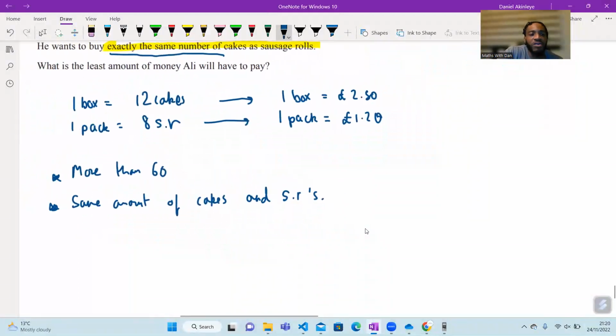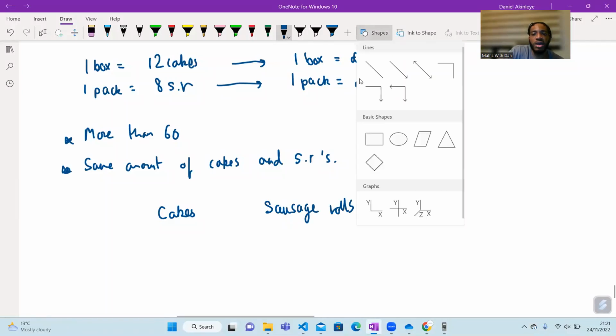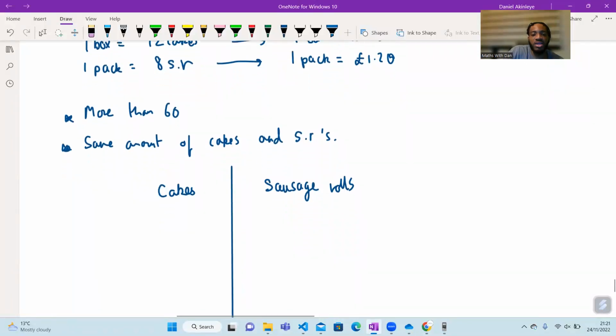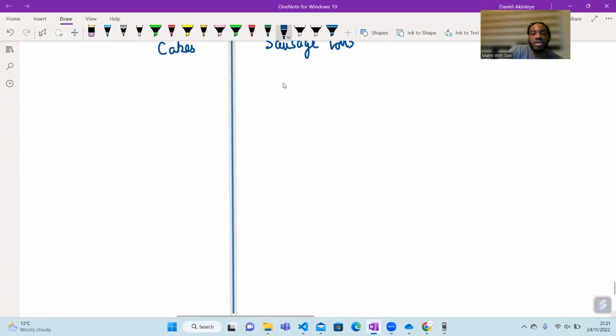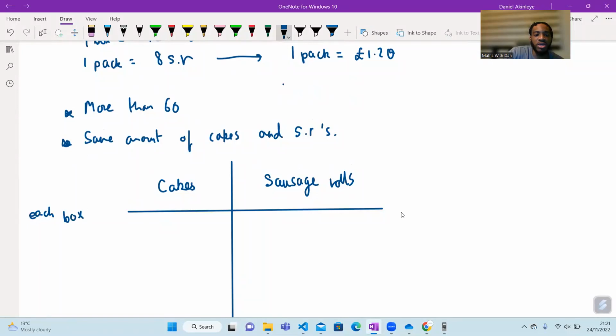Okay, so let's have a look at what we know. We know how many are in one box, how many are in one pack. So what I'll do is I'm going to write cakes here, and I'm going to write sausage rolls here, and draw a little table. Now I'm going to draw a line down like this, and then a line across. Like that. And then I'm going to write here on the side each box, and then each pack.